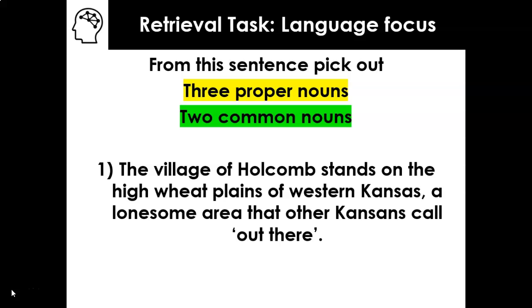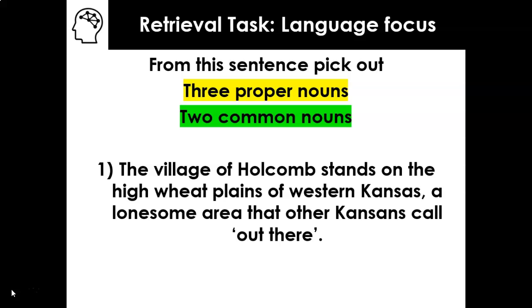Kansans, tick. Just to show that in practice: the village of Devonport stands on the high wheat plains of western Plymouth, a lonesome area that the other Plymothians call out there. So we can see those proper nouns in action in a different way. So those are our 3. Give them a tick. Now, common nouns: objects, places, things. What did you get? There's more than 3, so I'll accept any. Okay, good. Village, plains, area. Actually, it is the 3.